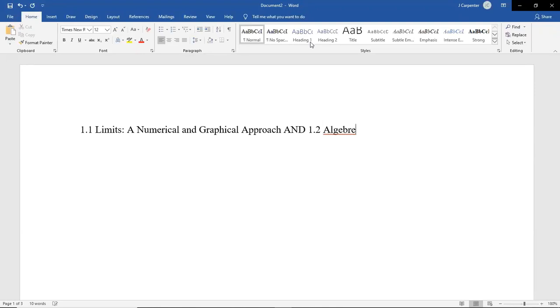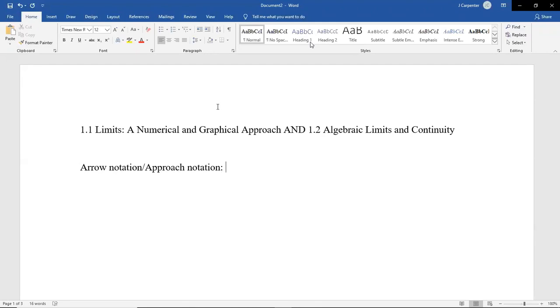AIC, I can spell. And continuity. All right, so the idea of a limit, before we get into that, we need some notation. We need this, what we call approach notation, or arrow notation or approach notation.